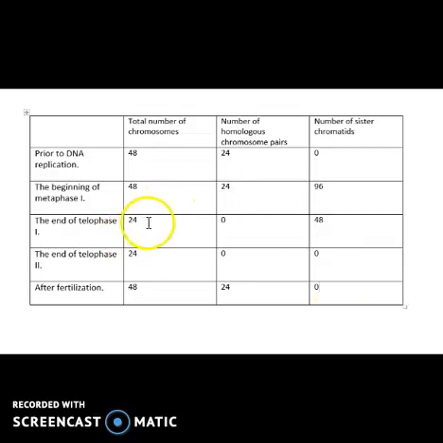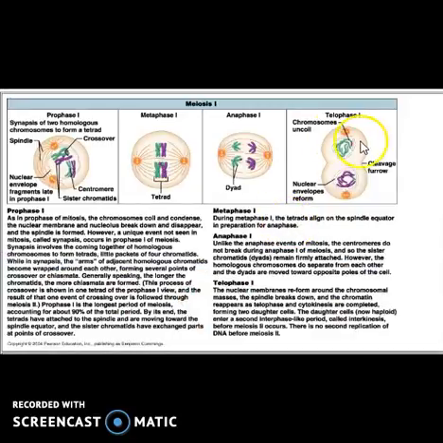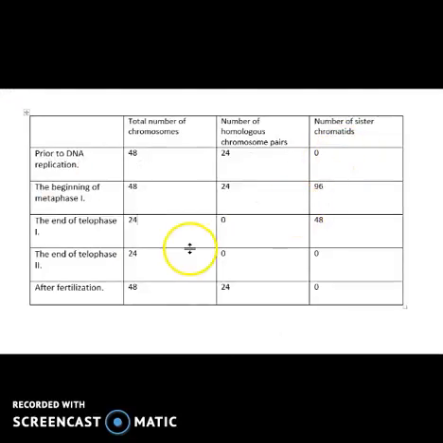If you look here at the end of telophase 1, we're here. We're still diploid. So we have 24, the total number of chromosomes. We have 48 in your number of sister chromatids. At the end of telophase 2, since we're haploid, we don't have any number of sister chromatids or homologous chromosome pairs.